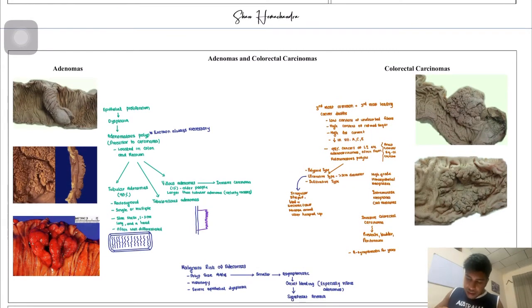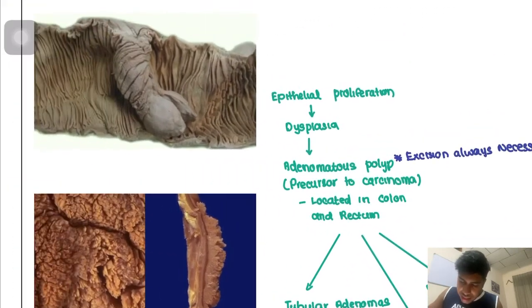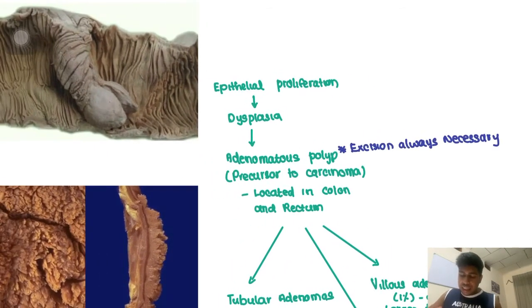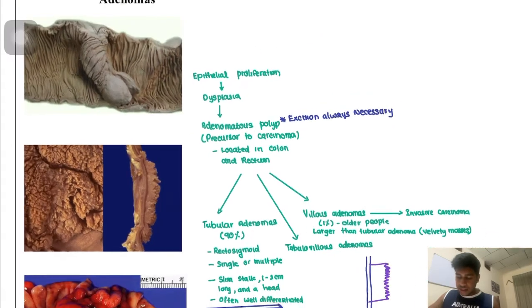Next we have adenomas. So basically what is adenoma? It is a cancer originating from the epithelial cells. So epithelial proliferation can lead to dysplasia. It can lead to adenomatous polyp formation, which is a precursor to carcinoma, and it is located in the colon and the rectum. So whenever you find one on biopsy or during some scan, you need to always do an excision. Otherwise, it can become a cancer.